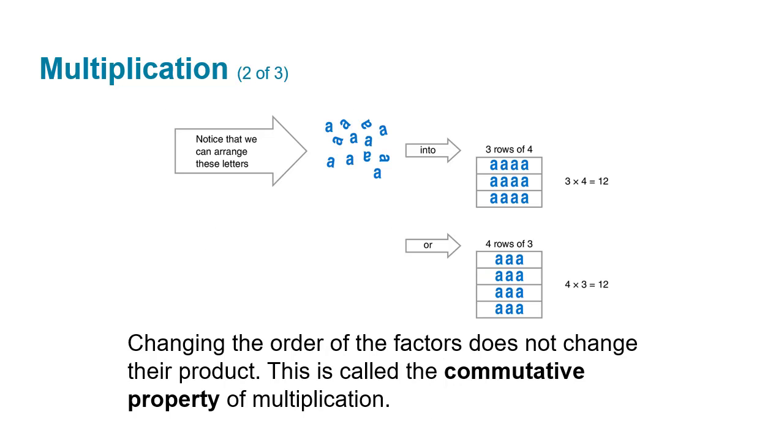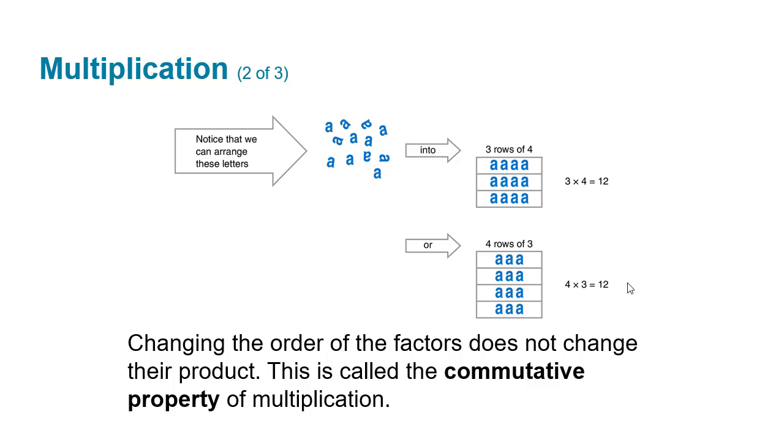We know that if we have a bunch of stuff, in this case we have 12 things, we could order them in 3 rows of 4. 3 times 4 equals 12. But we could also make it 4 rows of 3. 4 times 3 is 12. That's the commutative property, where A times B is the same thing as B times A.